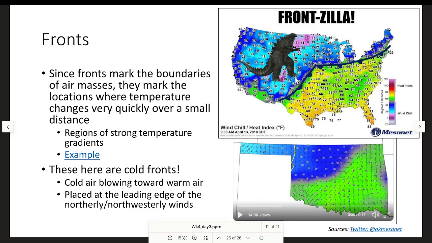So here's your example. I guess there's an example here if you want to supplement the lecture. And this is a cold front. It's just cold air blowing towards warm air, and it's the leading edge. And right out in front of this leading edge is where that storm is going to form.